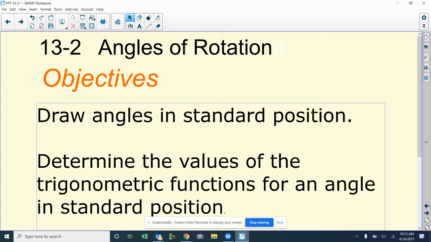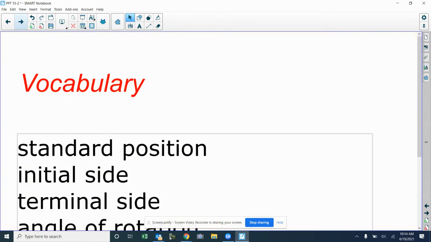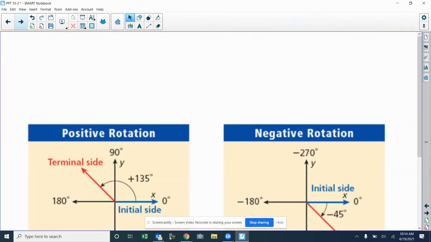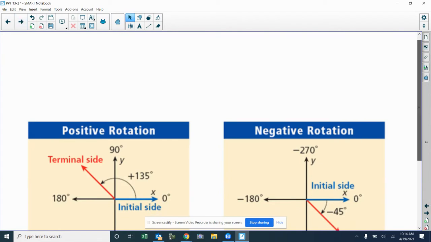All right, draw angles in standard position. Determine values of trig functions of angles. As we start working towards a unit circle in trigonometry, we're interested in these reference angles. Most of this is stuff that I want to get to the diagram and show you. Here's what we'll be doing today.